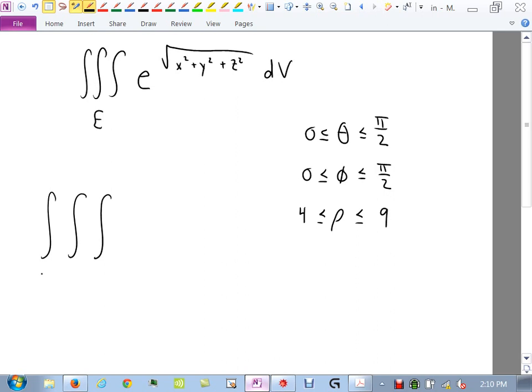Let's get the limits on here. 0 to pi over 2, 0 to pi over 2, 4 to 9. Now my e to the rho. And then because I've converted over to spherical, I must include rho squared sine phi, d rho, d phi, d theta.